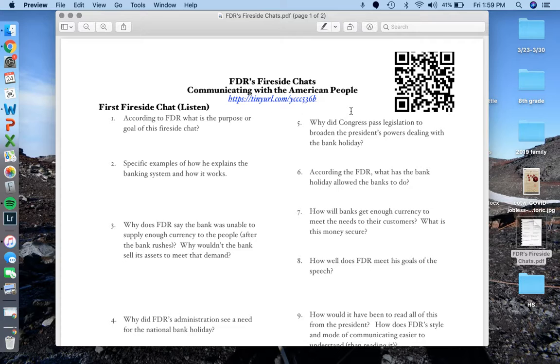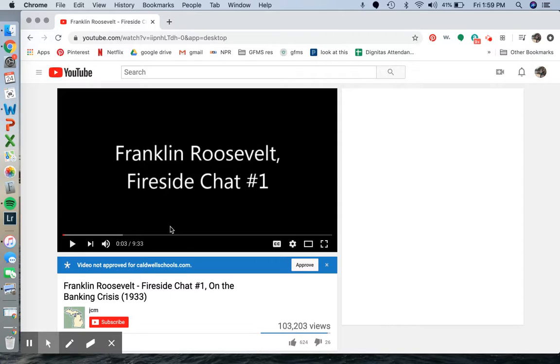So this is what the sheet is. You have two options to find the actual fireside chat. You can just click on this link right here, or if you've got your phone, you can open your camera and use this QR code. It's going to take you to this YouTube video, and you're just going to listen to FDR talking, because remember, this isn't a video. This is just him talking.